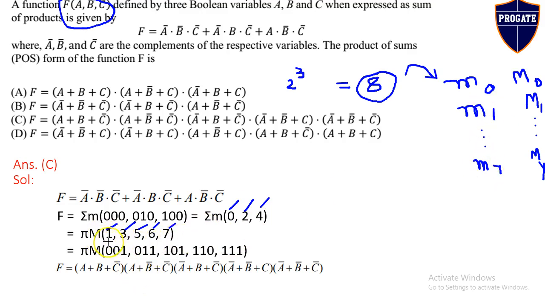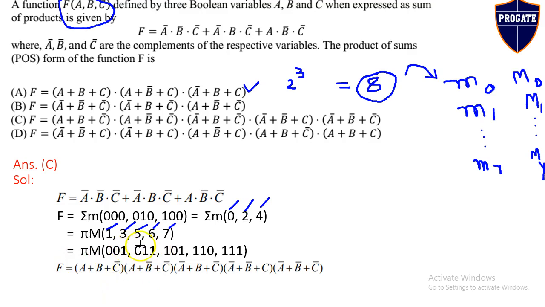Now while converting to get the options fashion of representing in the POS form, you need to convert them into binary values. So 1 binary is 001, 3 binary is 011, and like that you write the corresponding binary values. Now capital F is equal to, you can write the variable representation from this binary representation.